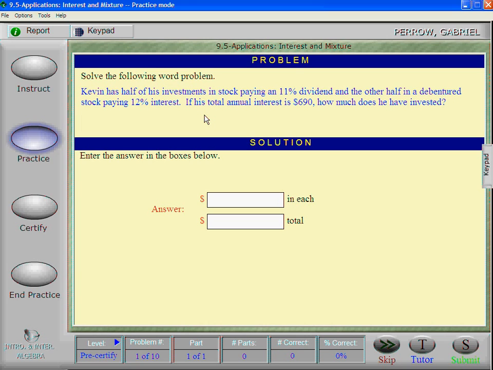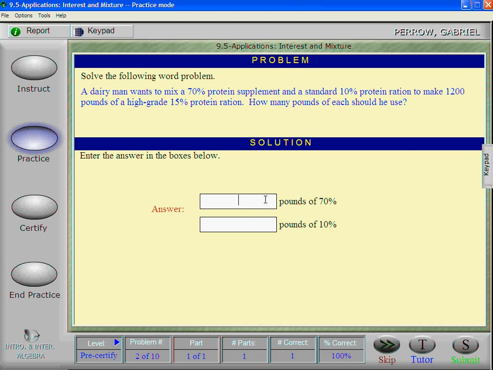With substitution, you'll be able to work it out, and you'll get something like 0.23x equals 690. You'll solve it quickly, and you'll get 3,000 for the first investment, which of course is the same for the second investment. So it's 3,000 in each, and then the total is just 3,000 plus 3,000, which is 6,000.